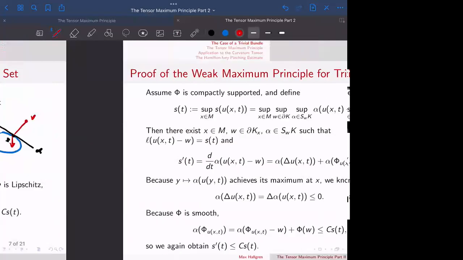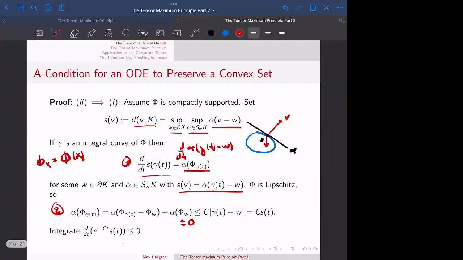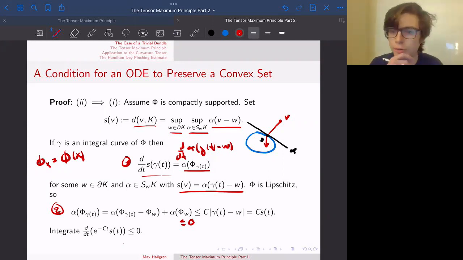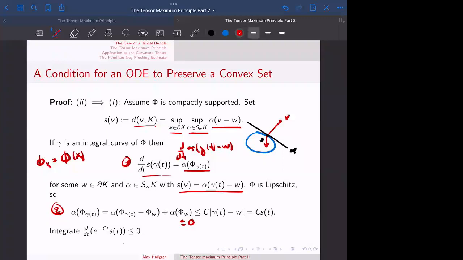Sorry, Max, could I ask, do you need alpha of phi of w to be strictly less than 0? I mean, do you need your field to? Oh, no, so in fact, for this weak maximum principle, we don't need our vector field to point strictly inside of our convex set. Right. Yeah. So the strong maximum principle, which I'm not going to have time to talk about today, says something about the case where your vector field is pointing strictly into the interior of the tangent cone. Right. Thank you.